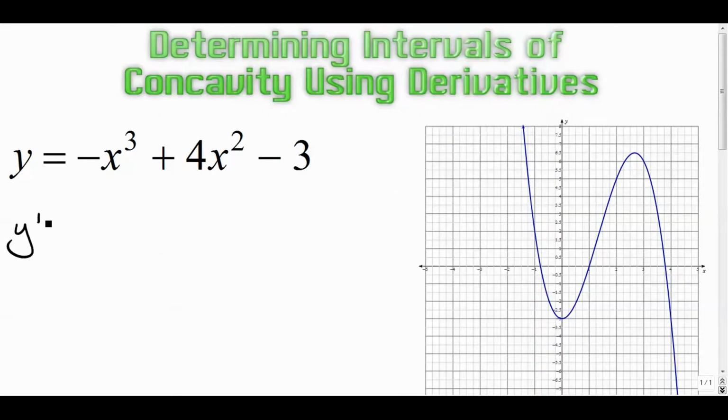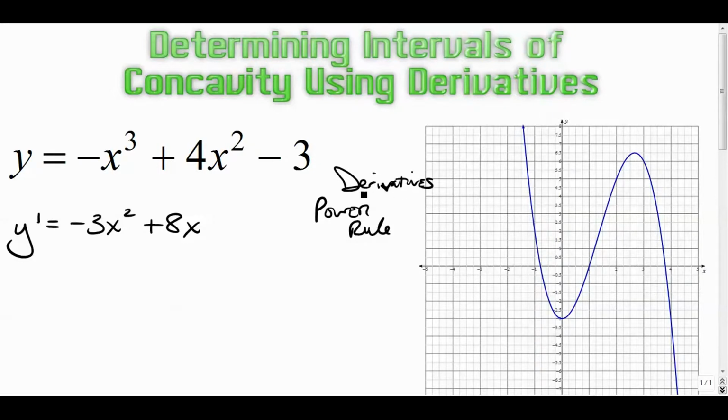Find the first derivative: negative 3x squared plus 8x. I'm using the power rule right there. If you're a little fuzzy on that, or if you have no idea how I got that, just go check that video out, either on my channel or somebody else's. Derivatives, the shortcuts especially, are pretty easy to learn. There are a couple of basic ones: the power rule, the product rule, the quotient rule, the chain rule.